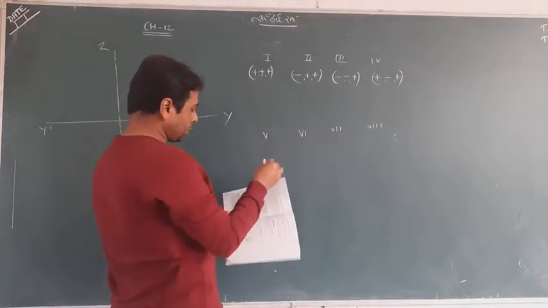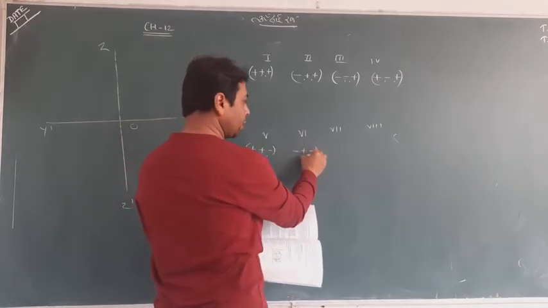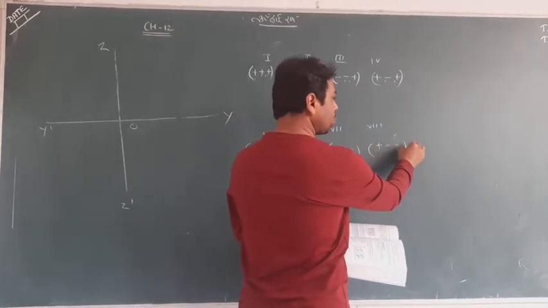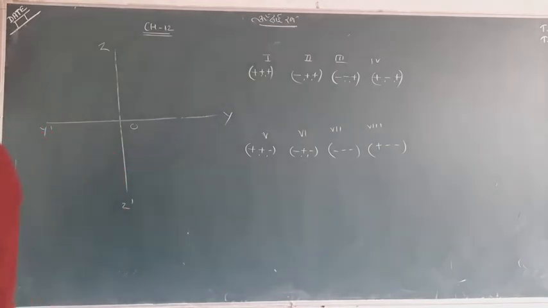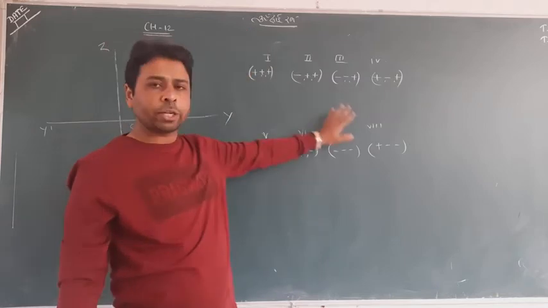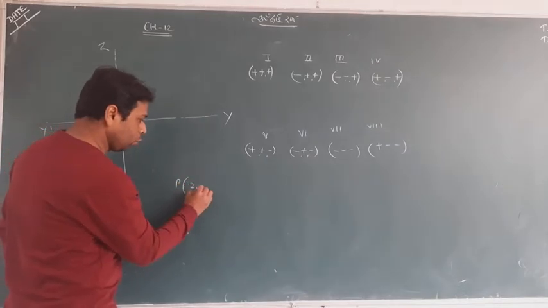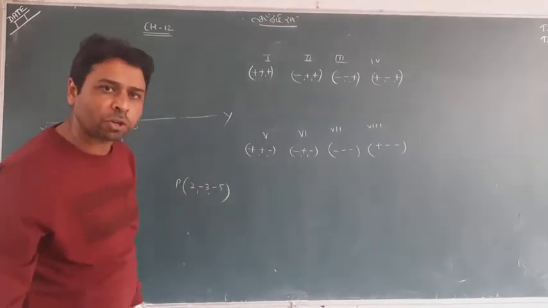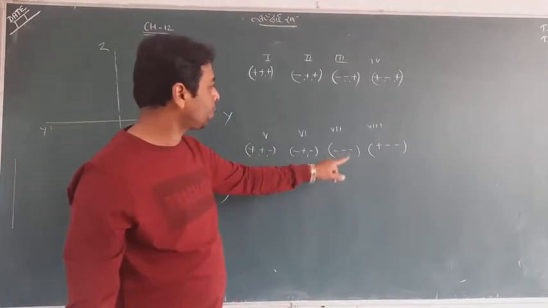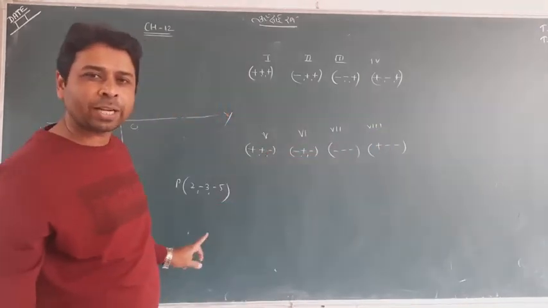In the fifth octant it is plus, plus and minus. In the sixth octant it is minus, plus and minus. In the seventh octant it is all minus, and the last one is plus, minus, minus. So students, please remember, octant-wise, the nature of the point. If I ask you, (2, -3, -5) lies in which octant? It's plus, minus, minus, and plus, minus, minus is in the 8th octant. So one can simply tell that this point lies in the 8th octant.